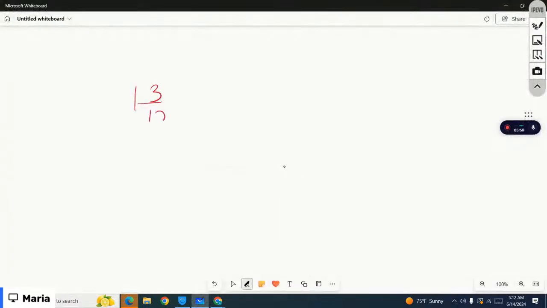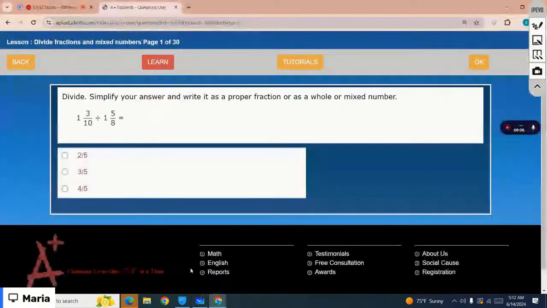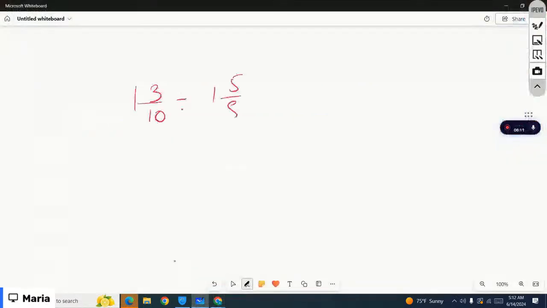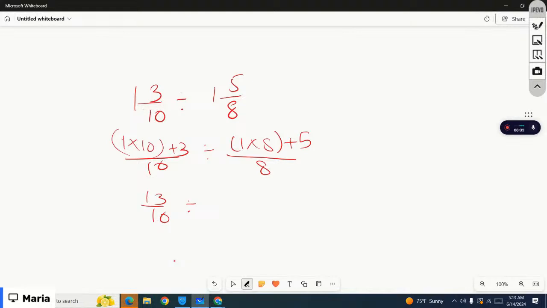1 whole 3 over 10 divided by 1 whole 5 over 8, right? Okay, so let's just convert both the fractions into improper fractions. 1 times 10 over 10. Now for this one, 8 times 1 plus 5 over 8. 1 times 10 is 10 and 10 plus 3 is 13 over 10. This one is 13 over 8, right?